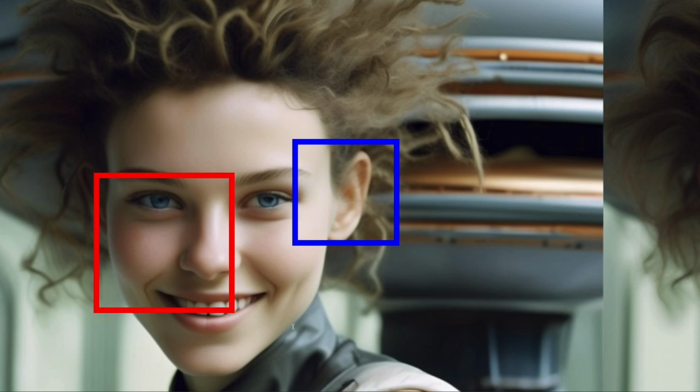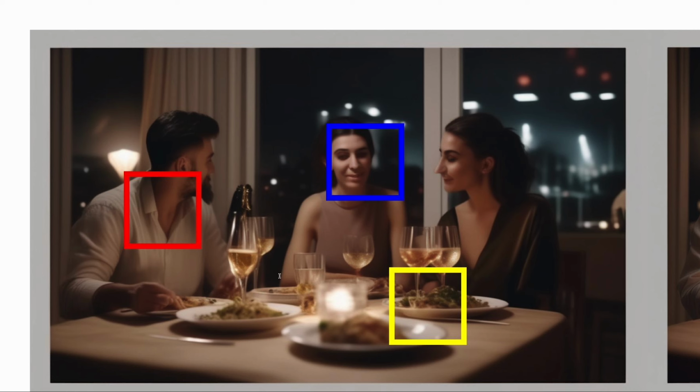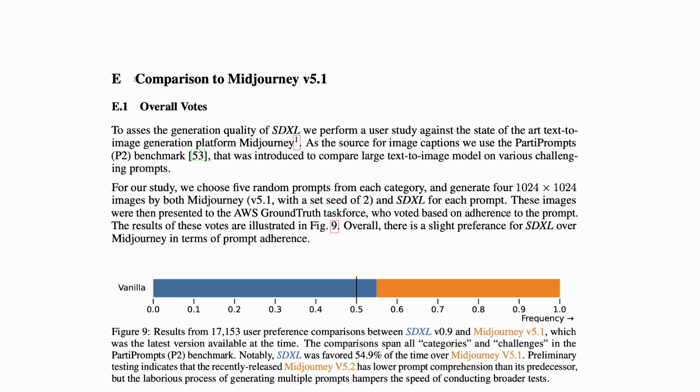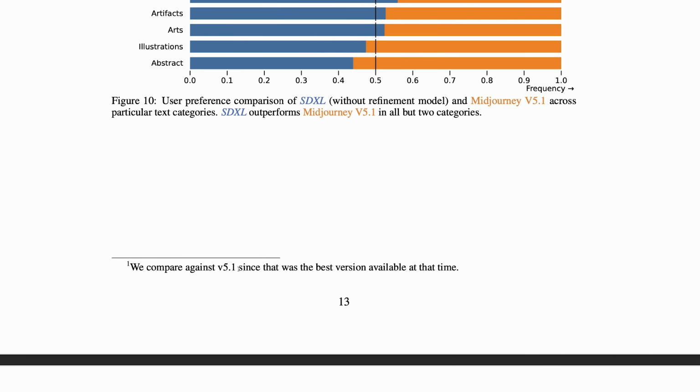In this portrait, it improves this ear to this, and for this group photo, refinement improves this face to this. In further experiments, the authors provide a comparison to Midjourney version 5.1. The comparison was against version 5.1, since that was the best version available at the time of the experiments.